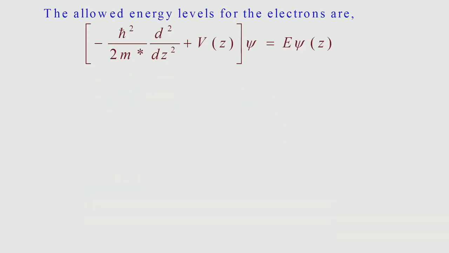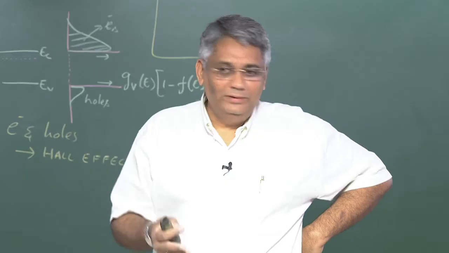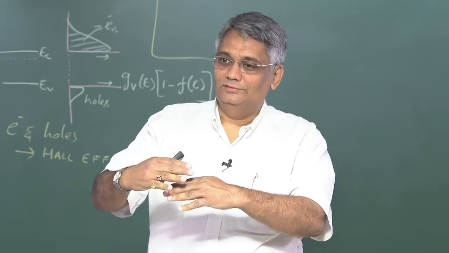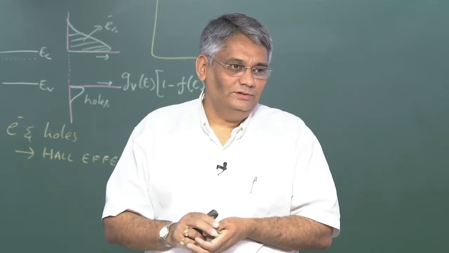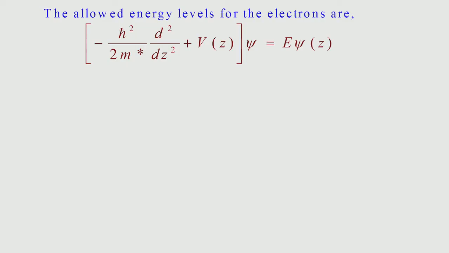Now the allowed energy levels of the electron in this case will be that, you know that, because now since the confinement is happening along the z direction, the Schrodinger equation can be written in this form, is it not? Yeah. So a typical two-dimensional quantum well is shown here.